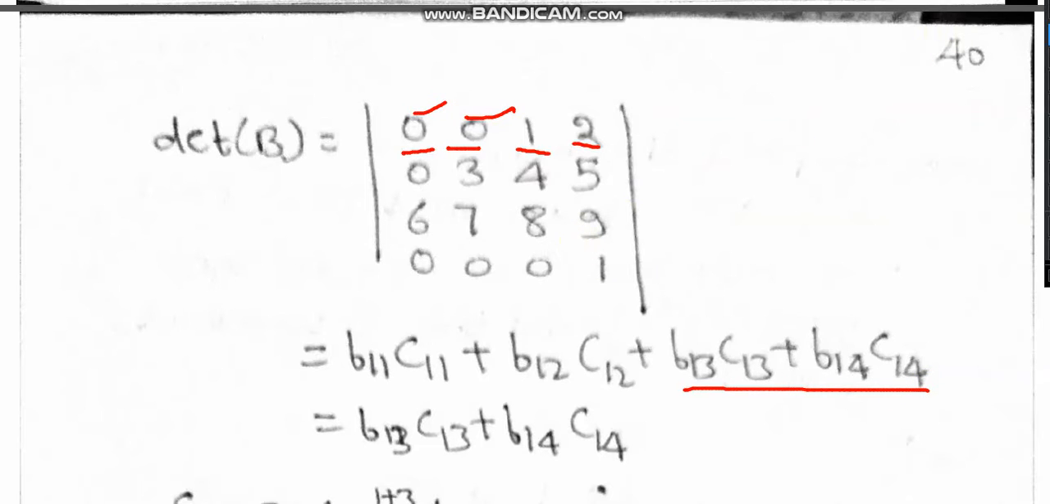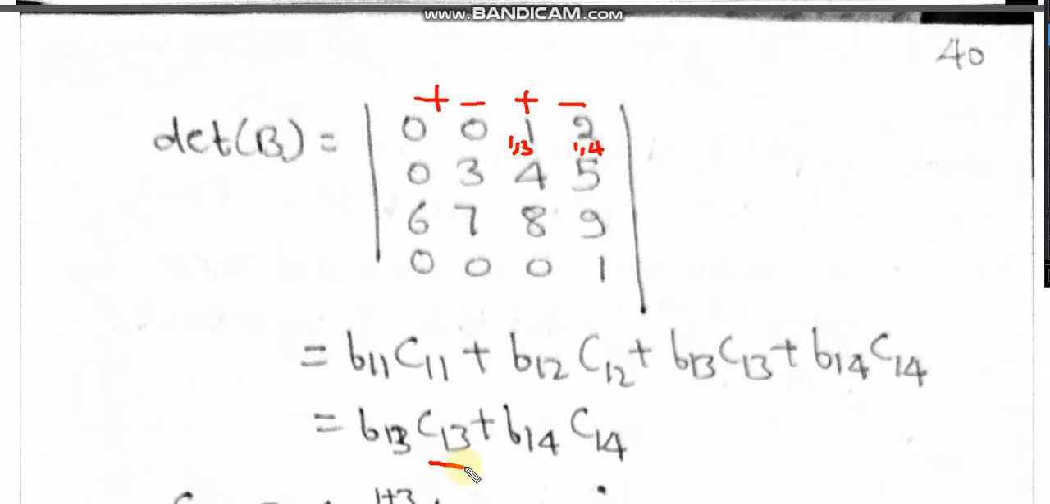So I'll be left with only this term. We'll try to expand the cofactor for 1. What will be the cofactor for 1? This is plus, this is minus, this will be plus because for this the position is 1 comma 3. So minus 1 raised to 1 plus 3, that is 4, that becomes plus. And for this it is 1 comma 4, so this becomes minus 1 raised to 1 plus 4, that becomes minus.